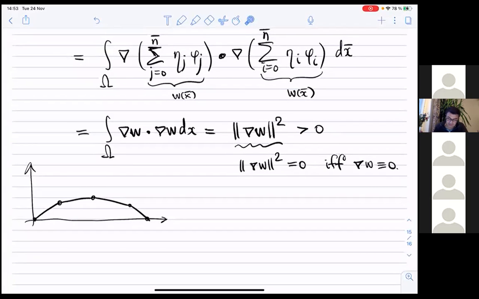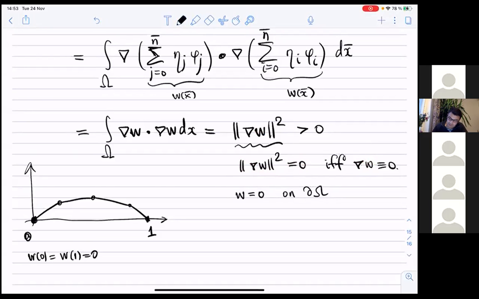But what was the boundary condition we had? We had the boundary condition that w should be 0 on the boundary of omega. So in the 1D case, maybe here it is 0 and here it is 1, and w(0) and w(1) are equal to 0. So we want to say that this norm is only 0 when w itself is 0. Because here, the gradient of w is 0.